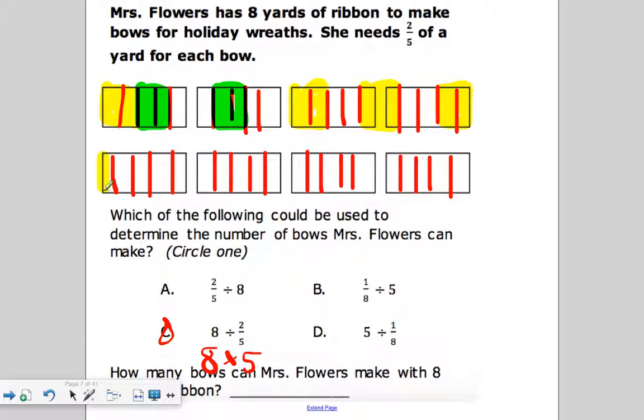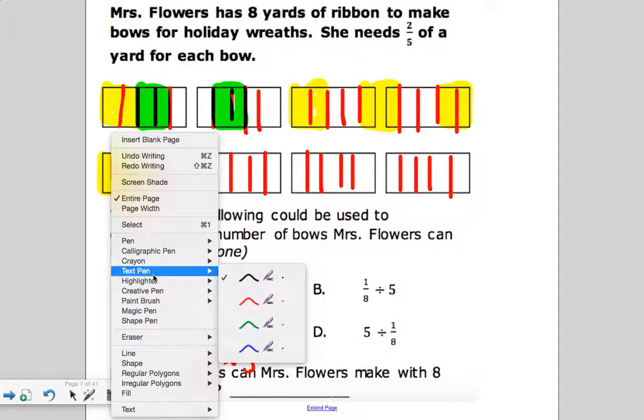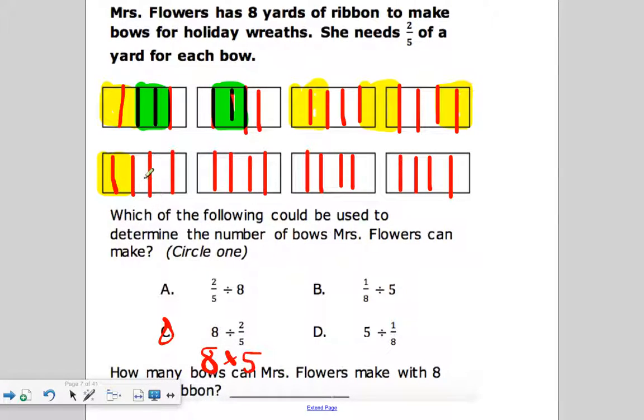This is a group of 2/5, and another, and another, continuing through each group. And this is a group of 2/5.